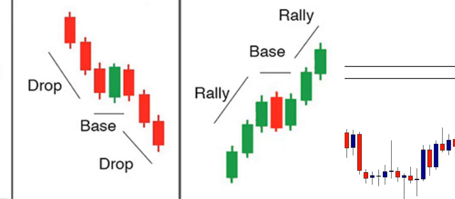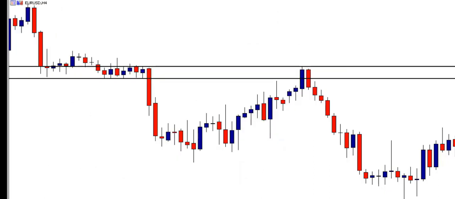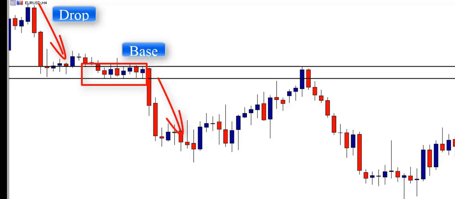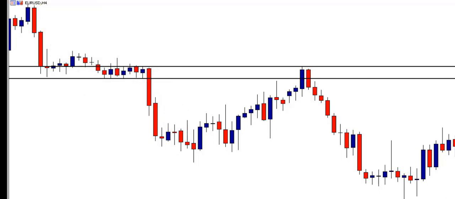Let me give you an example. This is the Euro-US dollar chart. The market is trending down, creating a DropBaseDrop structure that indicates a supply zone. So as you can see, this is a drop, which is a move down, followed by a base and another drop down. When the market returns to test this supply zone, there is a high probability that the market will go down again. And that's what happened. When the market reached the supply zone, the market went down.